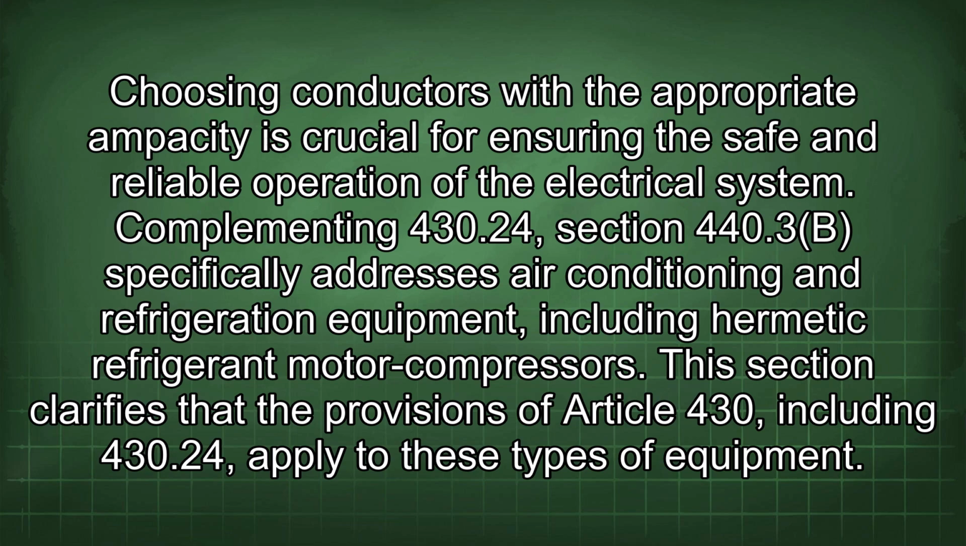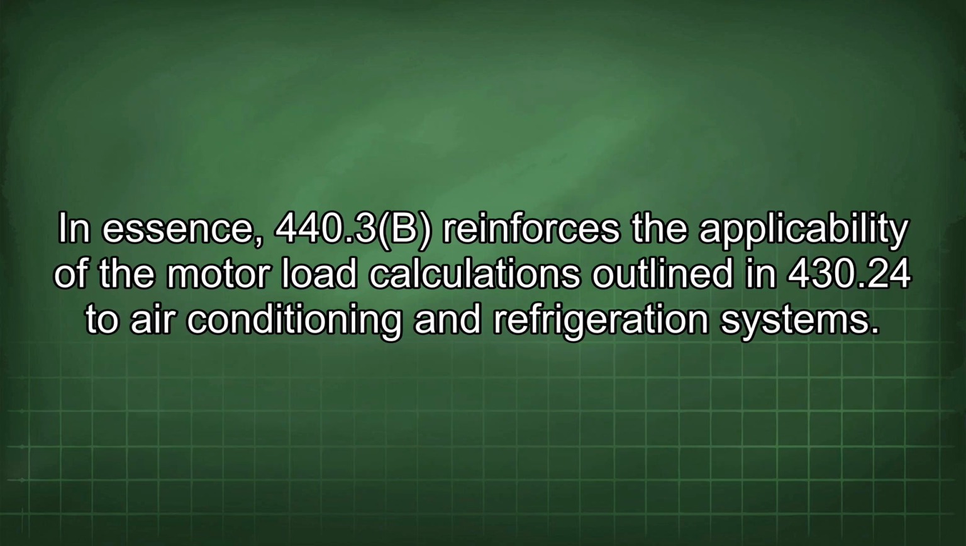Complementing 430.24, Section 440.3(B) specifically addresses air conditioning and refrigeration equipment, including hermetic refrigerant motor compressors. This section clarifies that the provisions of Article 430, including 430.24, apply to these types of equipment. In essence, 440.3(B) reinforces the applicability of the motor load calculations outlined in 430.24 to air conditioning and refrigeration systems.